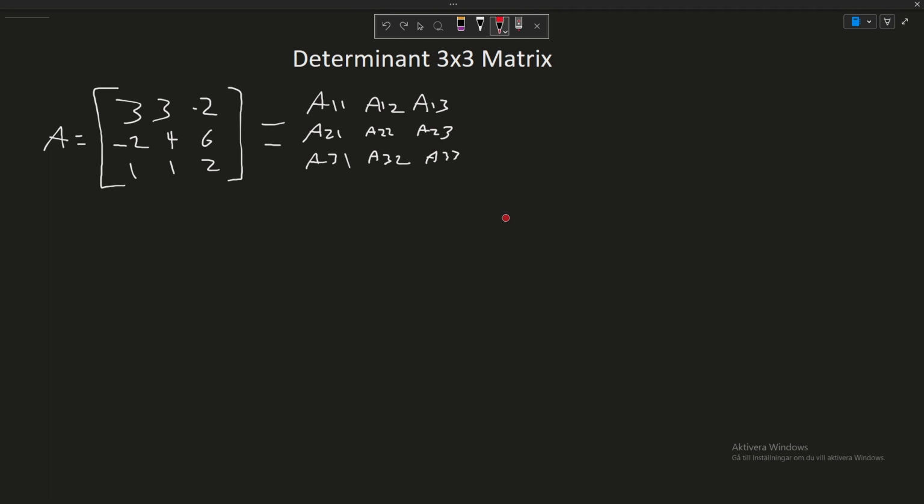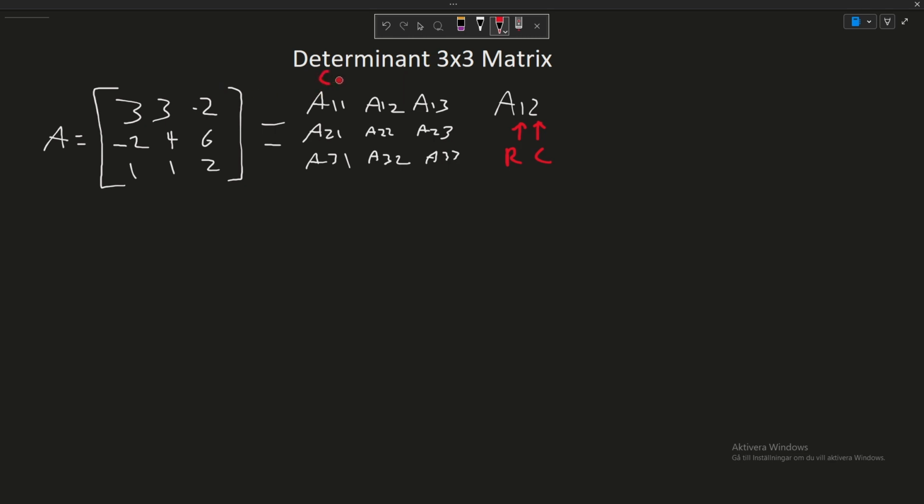Let's solve the determinant of a 3 by 3 matrix. This is the example, but first I'm going to show you the generic solution. So basically, let's say the A12 here, the 1 represents the row 1, and the 2 represents the column. So basically column 2 and row 1.